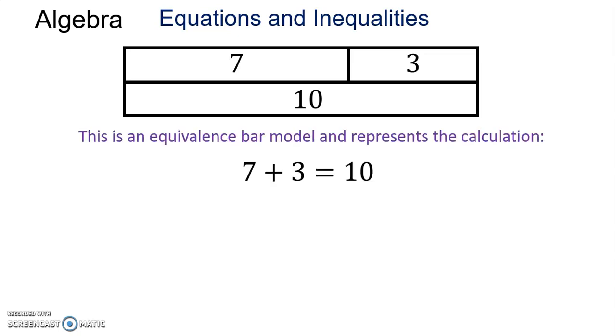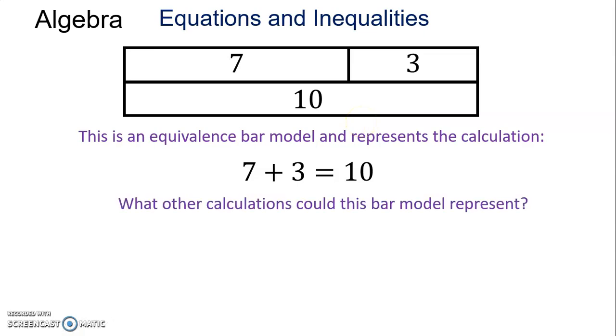So on the screen here you can see an equivalence bar model and it's representing the calculation 7 add 3 equals 10. So these two bars, the one on the top that's made up of a 7 and a 3 and the one on the bottom which is representing 10, are equal in length. They start at the same place and they finish at the same place, and that's because they are together on the top representing the same value as what's on the bottom.